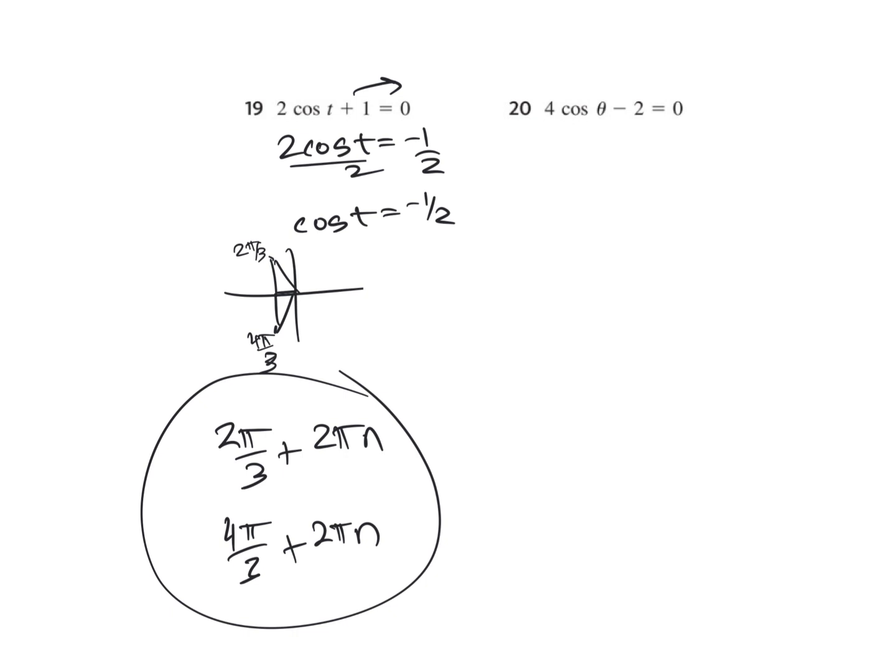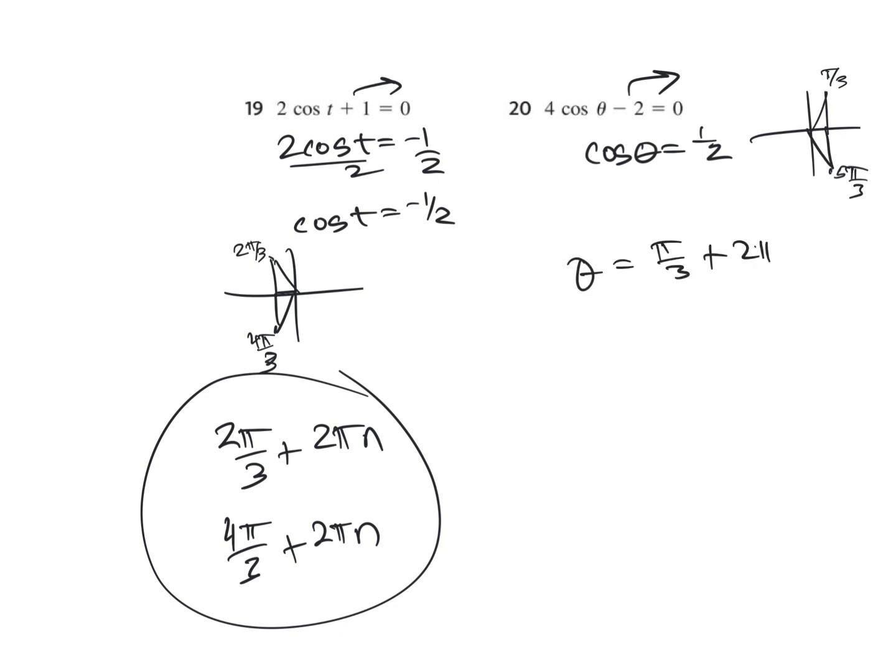Number 19. Add 2 and divide by 4. So the cosine of theta is 2 over 4, or 1/2. Positive 1/2. So again, we're at pi over 3 here. And x is positive down here at 5 pi over 3. So theta equals pi over 3 plus 2 pi n. And theta also equals 5 pi over 3 plus 2 pi n.